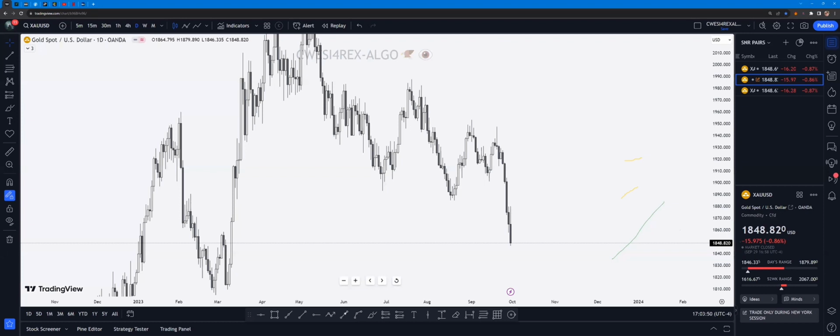My stop loss, the maximum I use is 30 pips.